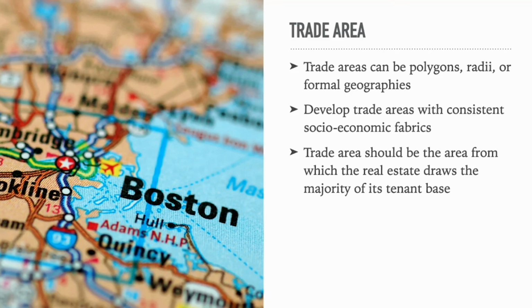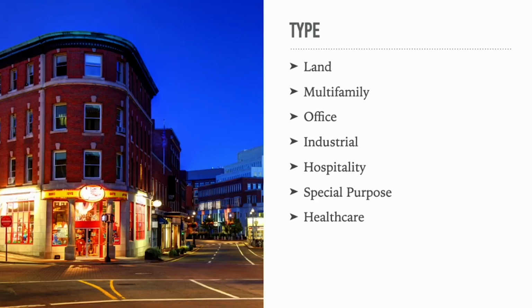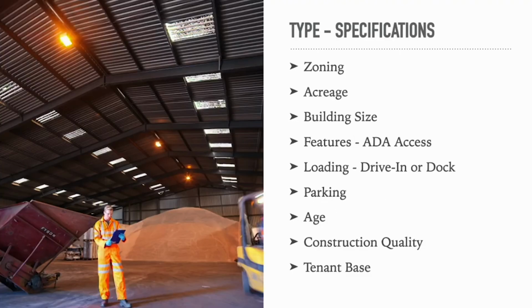And then the type of property, making sure you're comparing apples to apples. So in the commercial real estate side of the world, we break assets up into classes of land, multifamily, office, industrial, hospitality, special purpose, and healthcare. And within those categories, we will identify specific attributes of those properties, the zoning classification, for example.